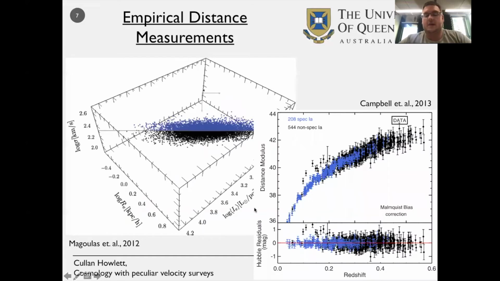Another famous one is type 1a supernovae. So here's the famous Hubble diagram where you show the redshift and the distance modulus. And the peculiar velocity here just scatters your supernova about the Hubble relationship. So up or down in this plot.